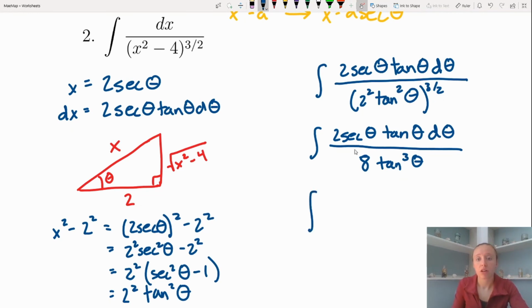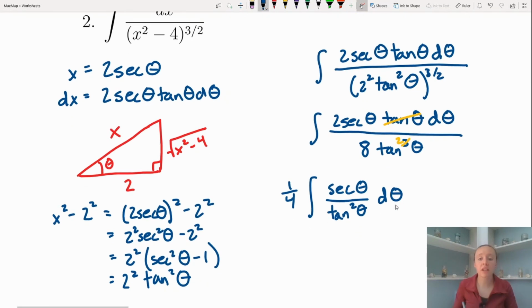Now from here, I can bring this 2/8 out in front. I will write it as 1/4, simplifying that fraction down. Secant theta will remain in my numerator, and in my denominator, I'll be able to cancel out one tangent of theta, so I'll have secant of theta over tangent squared theta d theta. So here is more of a simplified version of that integral.